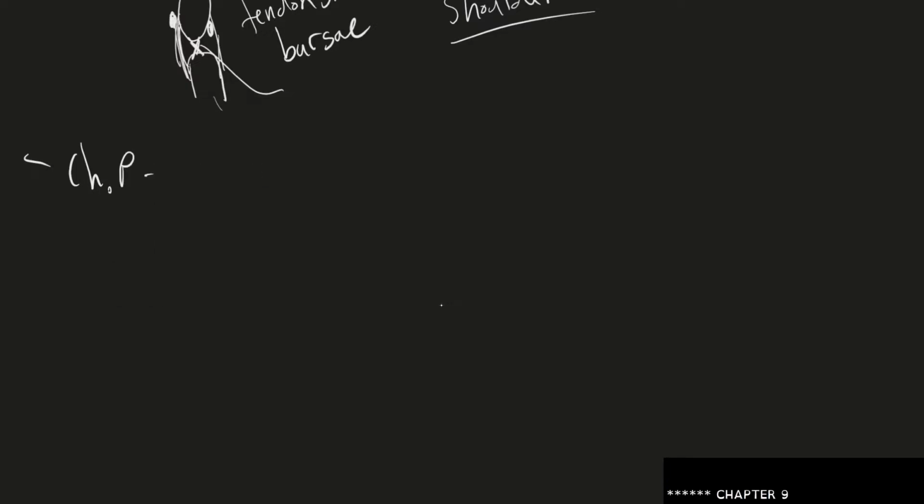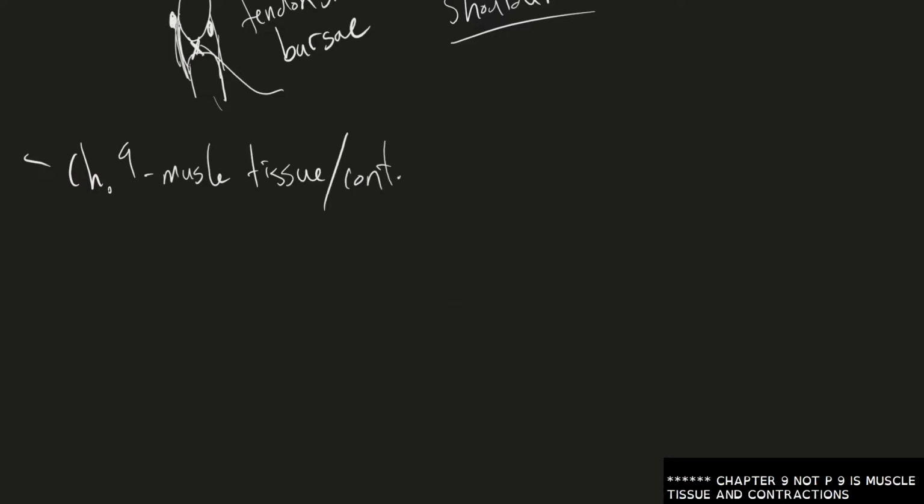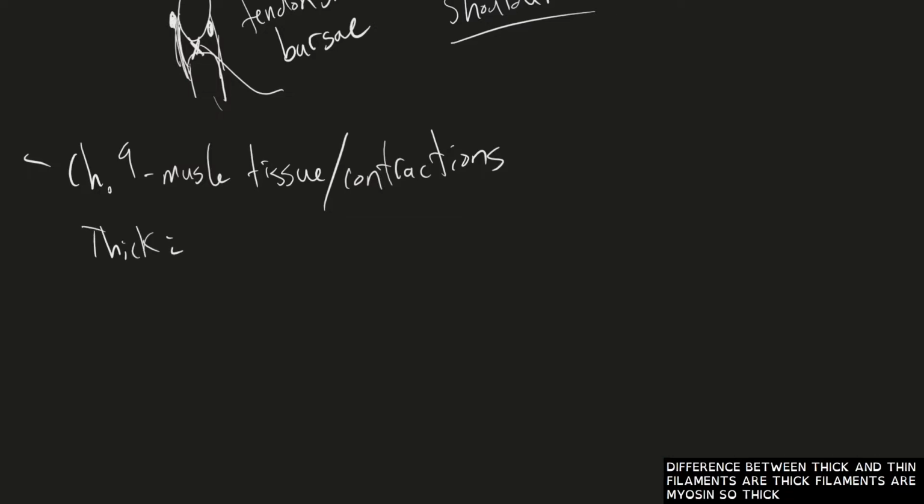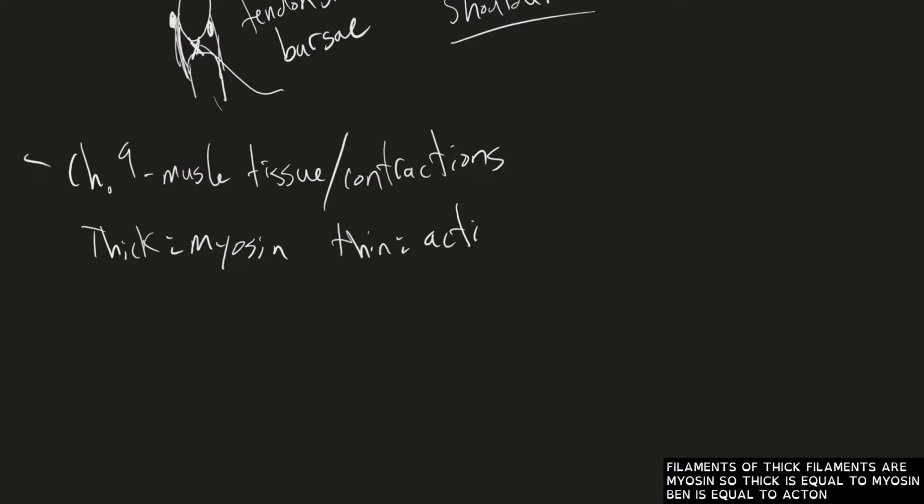Chapter 9 is muscle tissue and contractions. The first part of this is understanding muscle anatomy, everything from the gross anatomy down to the microscopic anatomy, including the difference between thick and thin filaments. Thick filaments are myosin, so thick is equal to myosin. Thin is equal to actin.